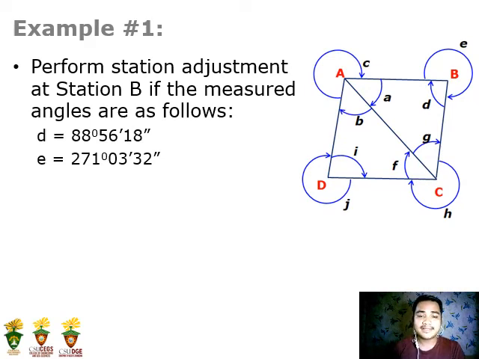Alright, so let's have example number 1. Perform a station adjustment at station B if the measured angles are as follows: D is 88, 56, 18, and E is 271, 03, 32. So at station B, we have angle D and angle E.